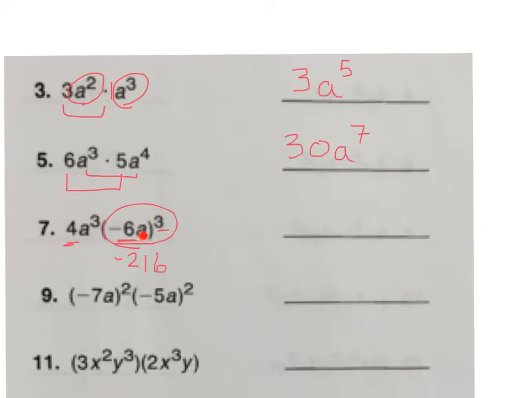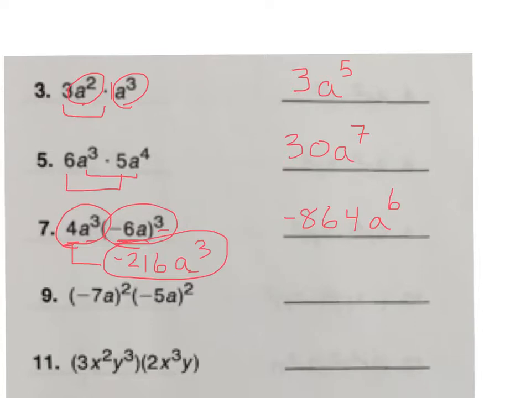And then a, this a right here is understood to be to what power? No, this one isn't. This is understood to be to the first, and then we're cubing it. So that's a power to a power, isn't it? So 1 times 3 is 3, so you got a to the 3rd. And now we're going to multiply this 4a cubed times this. Tell me what 4 times negative 216 is. Negative 864. And then a cubed times a cubed is a to the 6th power.